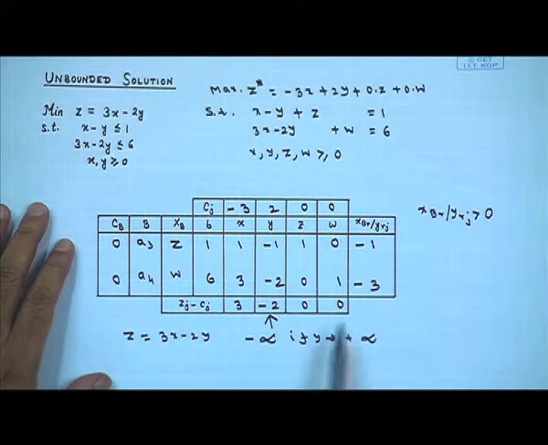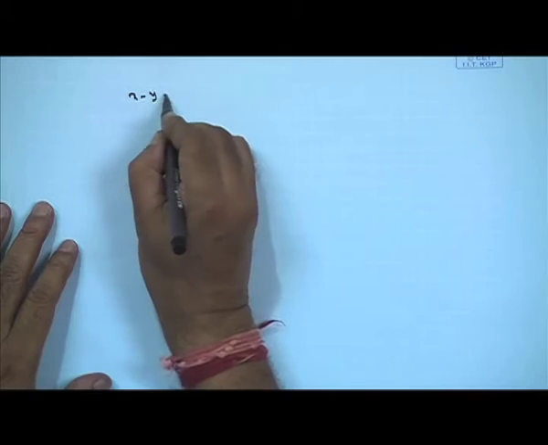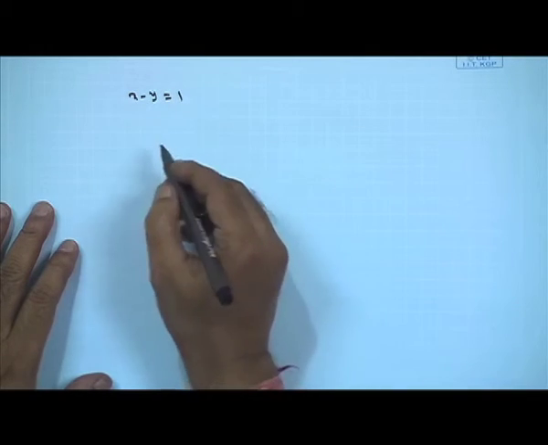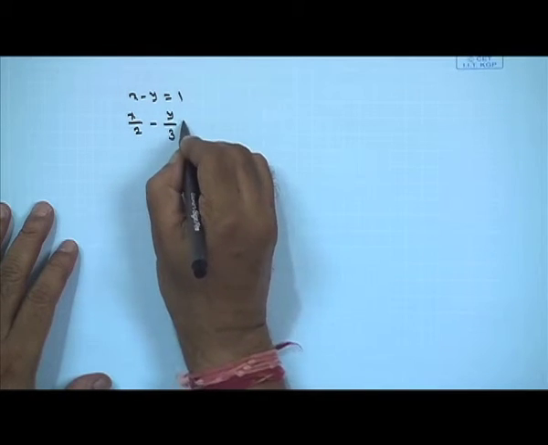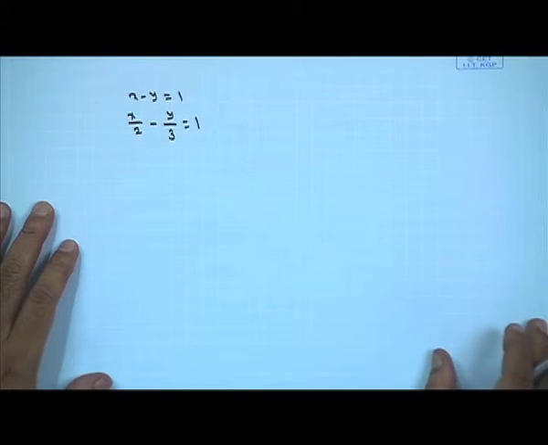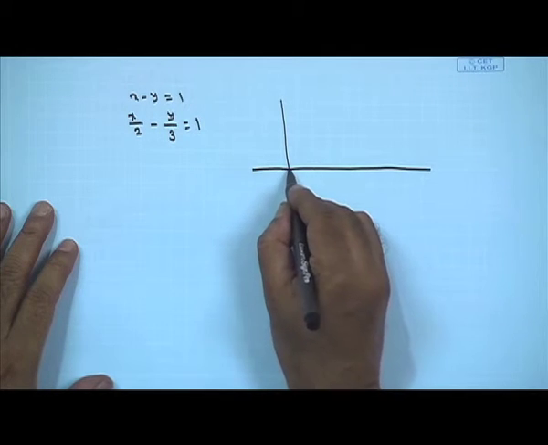That means, if I go on increasing the value of y, z will decrease like anything. So, I do not know where it will finish. Therefore, the solution will become unbounded, and this will be quite clear if I think about the graphical case. Your problem has x minus y equals 1, the constants, and x by 2 minus y by 3 also equals 1.